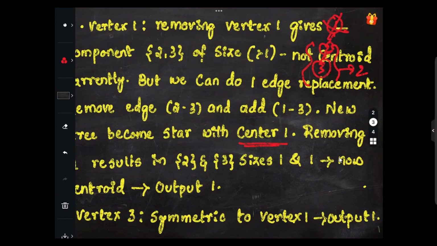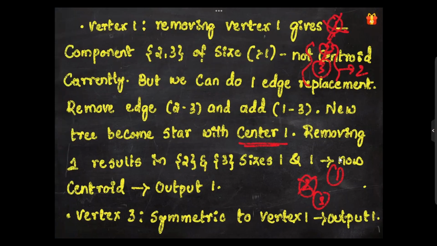So removing results in 2 and 3. Suppose we remove 1 and add it back; this is similar to the vertex 2 that we previously considered. These two are different, right? So this becomes 2 and 3, which are of sizes 1 and 1. Now the centroid output is 1, so we can consider output 1. So this is for vertex 1.